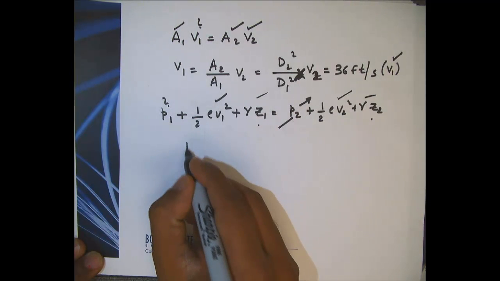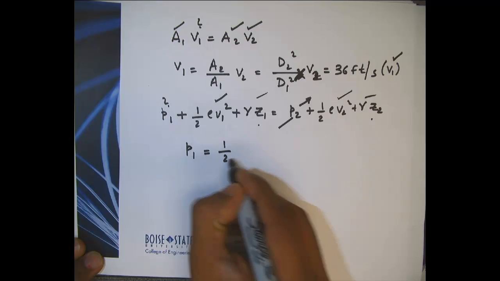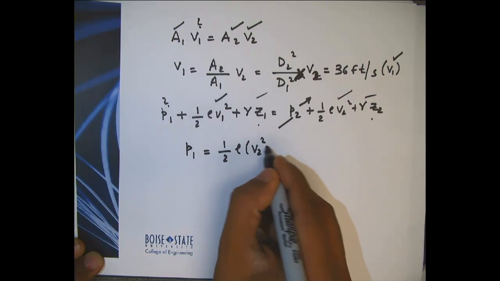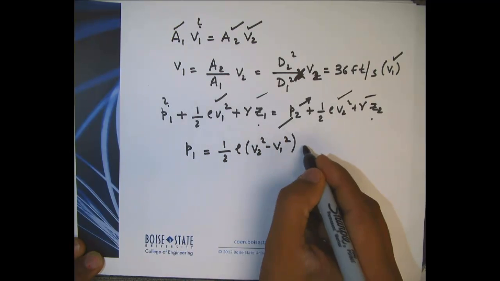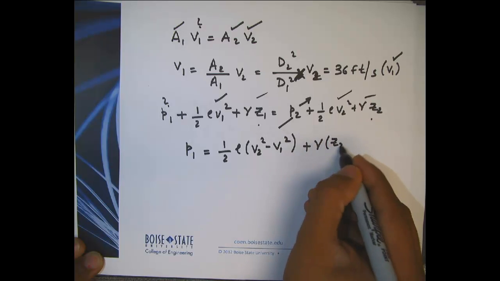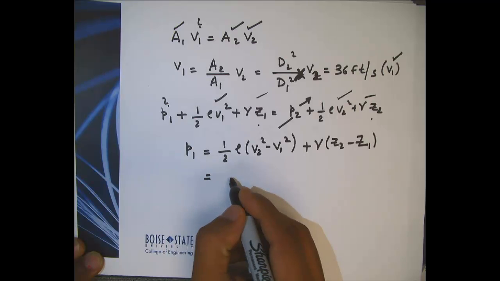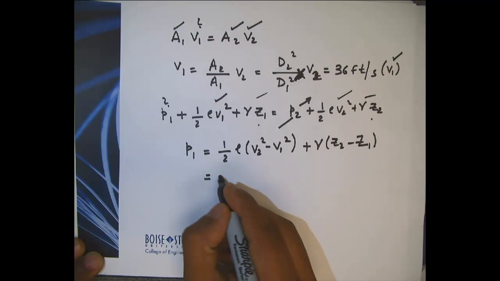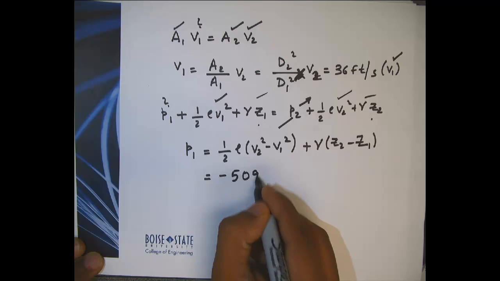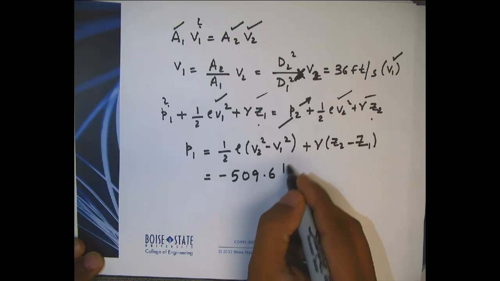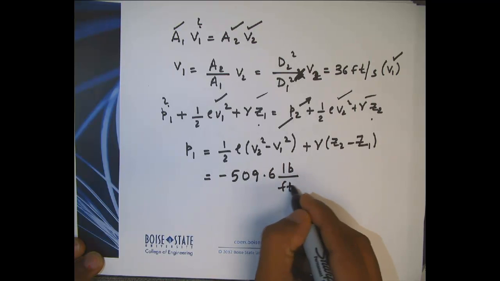So P1 will be half rho times V2 square minus V1 square plus gamma times Z2 minus Z1. If you put in the numbers and make sure you have consistent units, you should end up with negative 509.6 pounds per square foot.